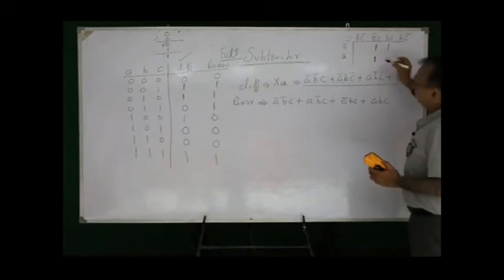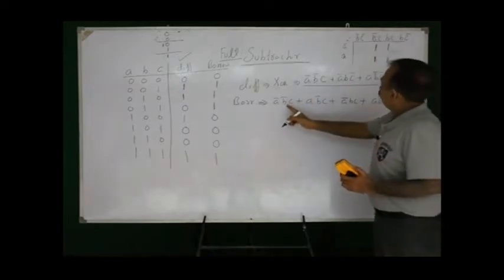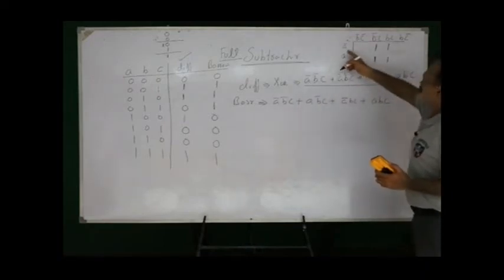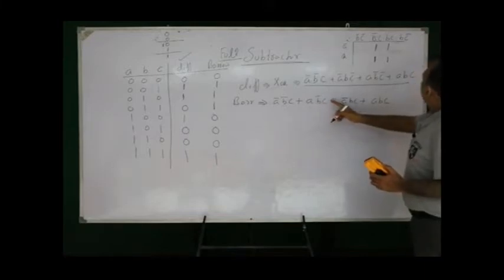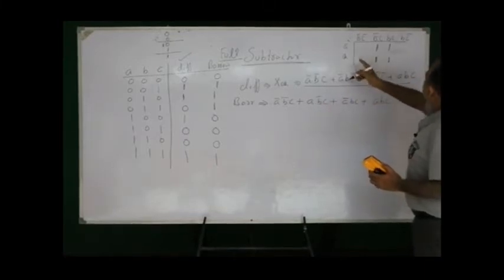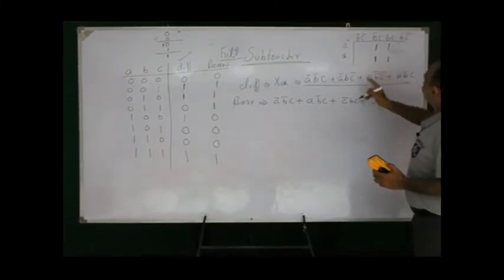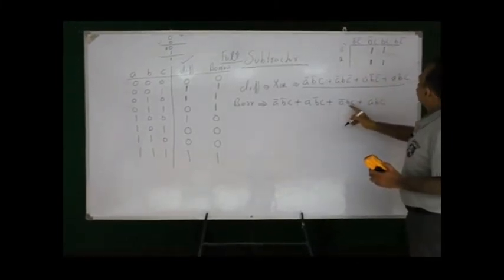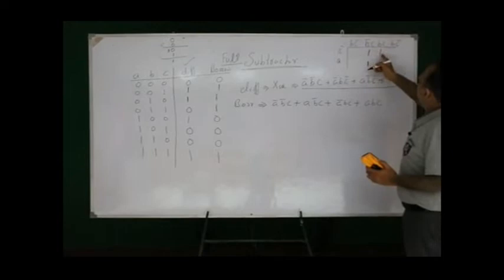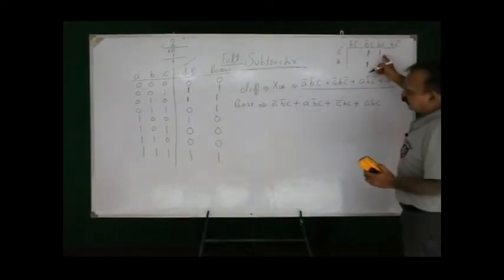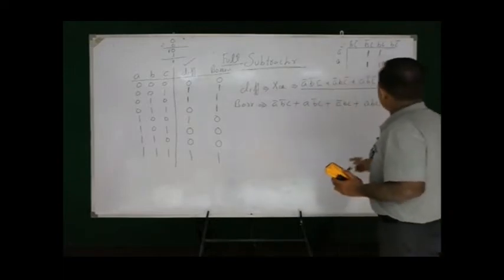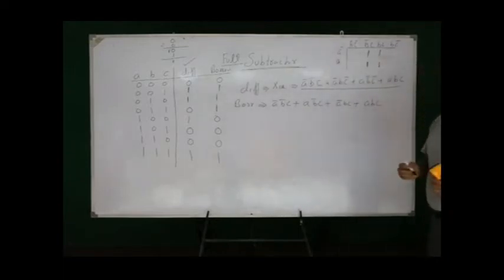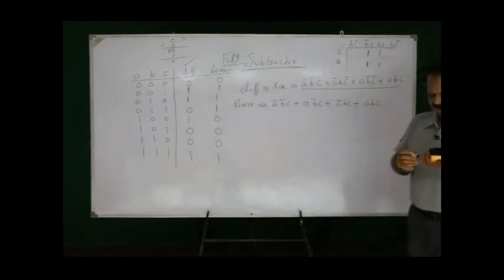So, first again we will be checking A bar, B bar, C. This entry will be A bar, B bar, C. The next is A, B bar, C. This entry is A, B bar, C. The next one is A bar, B, C. This entry is A bar, B, C. And the last entry, the fourth entry, is A, B, C. Now, we can simplify this expression.